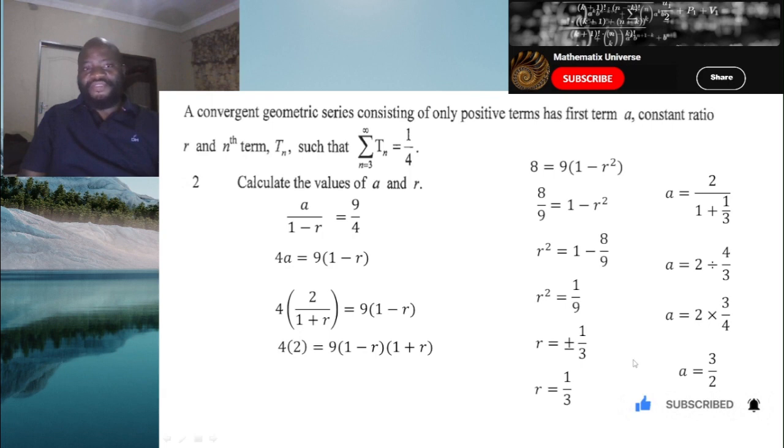And to check if it's true, maybe we can check using the first two terms. The first term will be a. And then the next term will be this one multiplied by 1 over 3, which means that's 1 over 2. So is 1 over 2 plus 3 over 2 equals 2? Check that. You'll see that it is, and then it means the answer is correct.